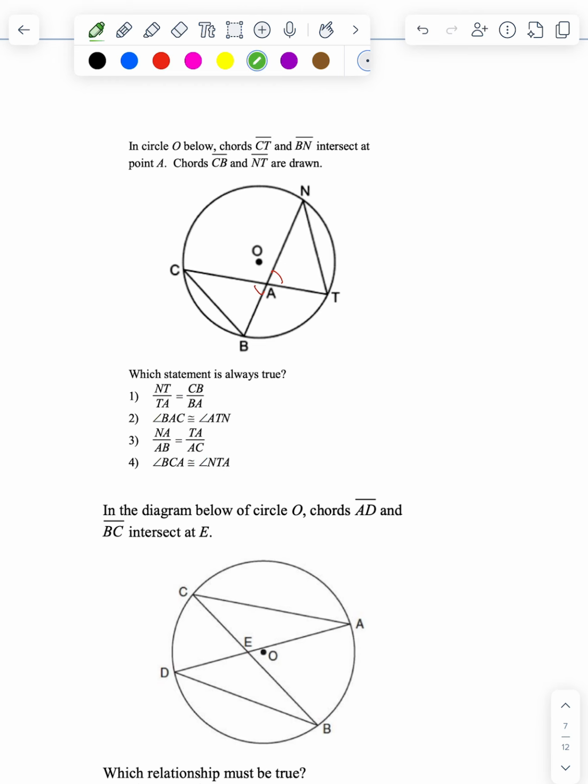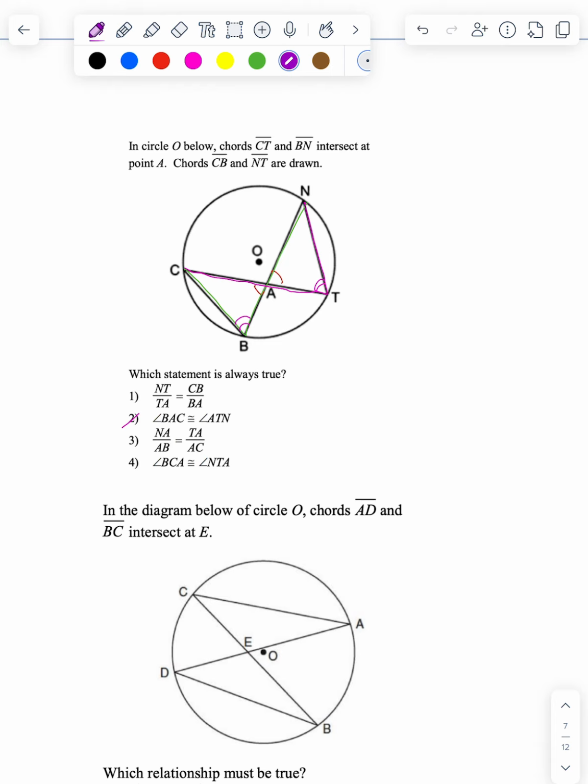Well, again, I see inscribed angles that intercept the same arc. CBN intercepts arc CN, as does NTC. So inscribed angles that intercept the same arc are congruent. Let me see if that's an answer choice. No, and already I see this is not correct because angle BAC is a vertical angle. It's not congruent to the inscribed angle. And I also see there's another pair of inscribed angles that intercept the same arc, arc BT.